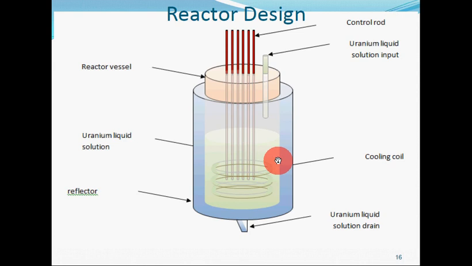This is the reactor design. Right here is the control rod, and then uranium liquid solution input, reactor vessel, uranium liquid solution right here. This is the cooling coil. This is the reflector, and this is the place for uranium liquid solution drain.